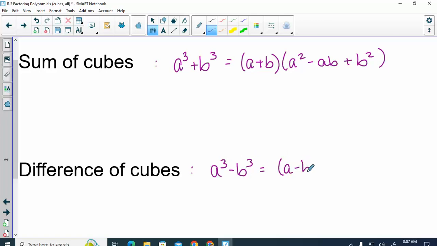So that factors into a minus b, a squared plus ab plus b squared. So let's use these two formulas to factor a few things.